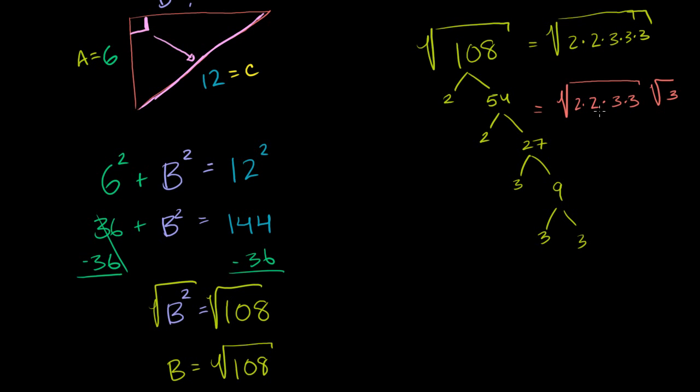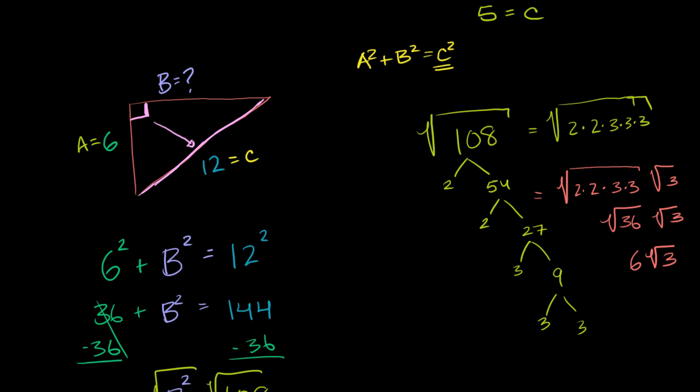What is this? 2 times 2 is 4. 4 times 9, this is 36. This is the square root of 36 times the square root of 3. The principal root of 36 is 6. So this simplifies to 6 square roots of 3. So the length of b, you could write as square root of 108, or you could say it's equal to 6 times the square root of 3. This is 12, this is 6, and the square root of 3 is going to be 1 point something something, so it's going to be a little bit larger than 6.